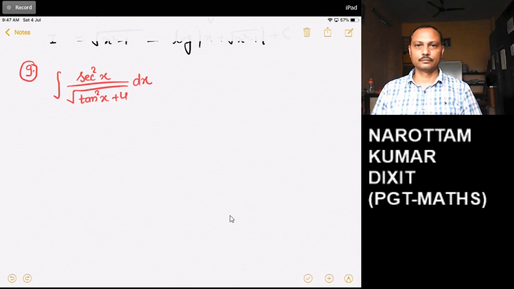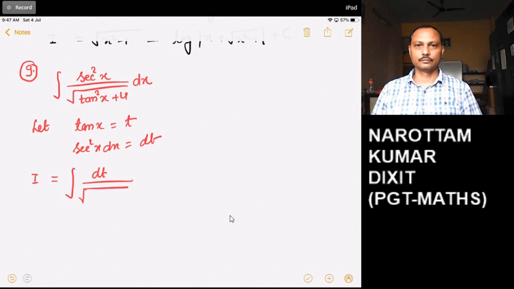So if we take tan x is equals to 2 times of t, or tan x equals to t, let tan x is equals to t, then sec square x dx is equals to dt. This simple substitution, sec square x is given in the numerator, so no problem. So sec square x dx will turn dt, and it is square root of t square plus 2 square.